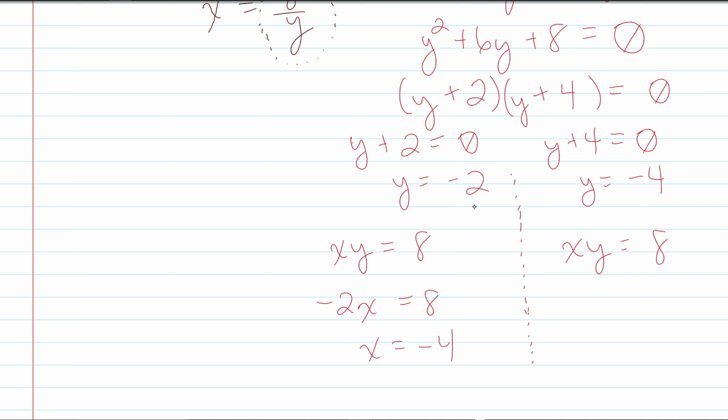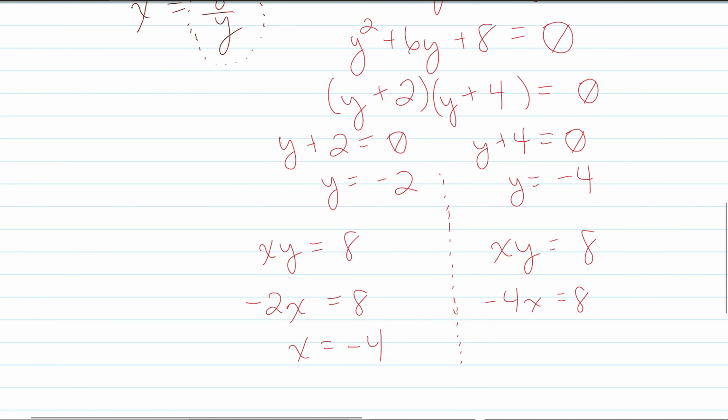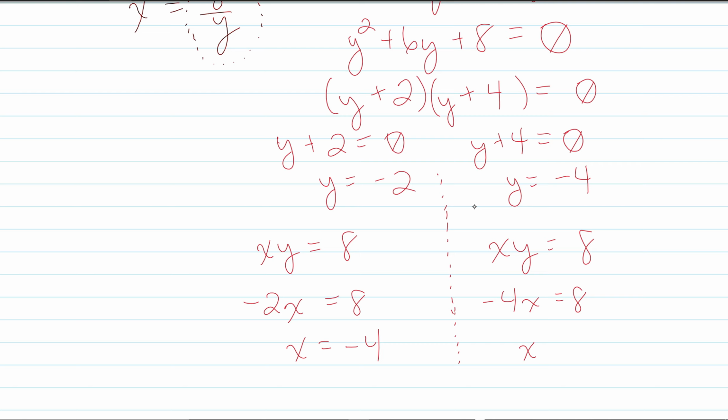Alright, let's look on this right side here. So substitute in the negative 4 for y. So x times negative 4 is negative 4x is equal to 8. And then we can say to ourselves, let's divide both sides by negative 4, and x is equal to negative 2.